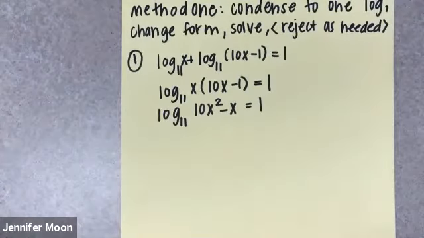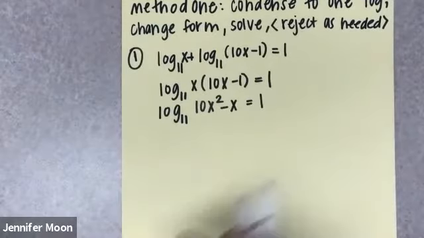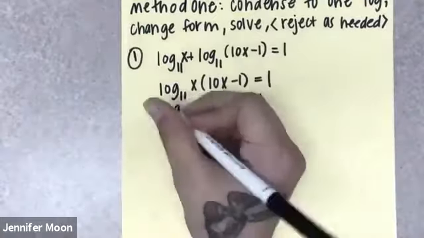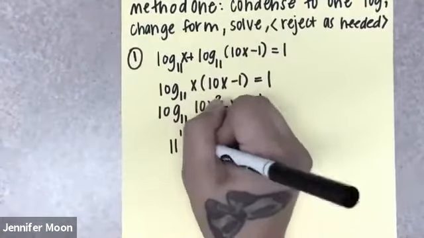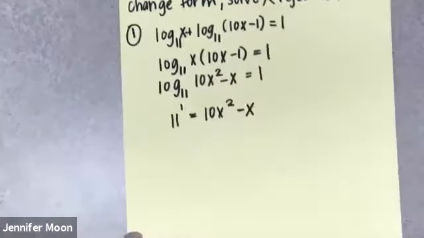Okay, and so now you'll notice that right here, I've got a log problem. The only way I know how to solve log problems is by changing its form. So now I'm at the point where I've got one log, change its form. What I mean by changing its form is going into b to the x equals a, right? So this would be 11 to the first power equals this. So I have 11 to the first power equals 10x squared minus x.